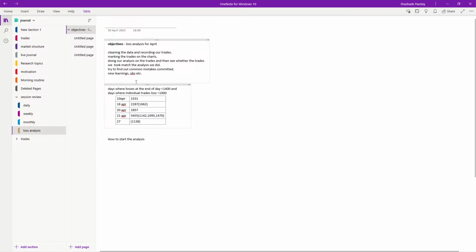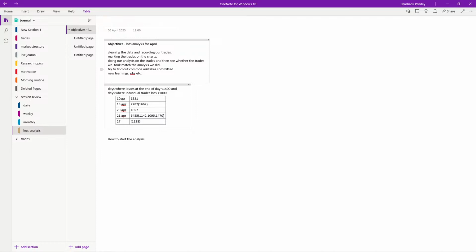Our objective is that we have to do analysis, and with that analysis, what should we be gaining out of it? Try to find out the common mistakes committed which we can further eliminate, and then new learnings and then new objectives.